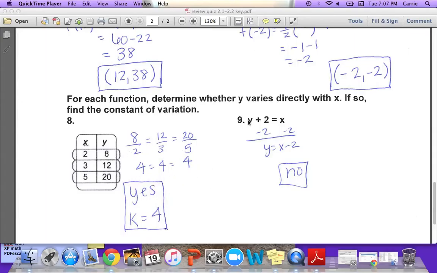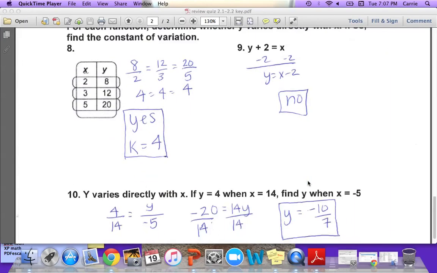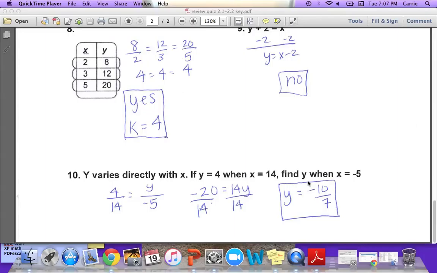For number 9, since it has a number added or subtracted at the end, that means it does not vary directly. And the last one, figuring out the values for x and y to vary directly. Remember, if you put your y on top and your x on bottom for the first proportion, you have to put your y on top and your x on bottom for the second. To solve, when you have a fraction equal to a fraction, you must cross multiply and then solve.